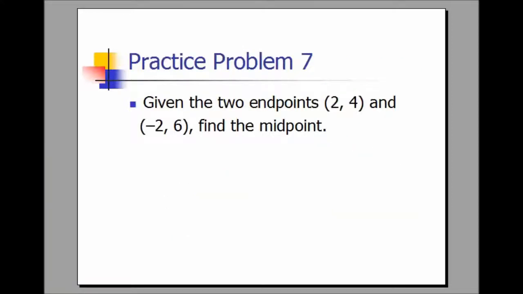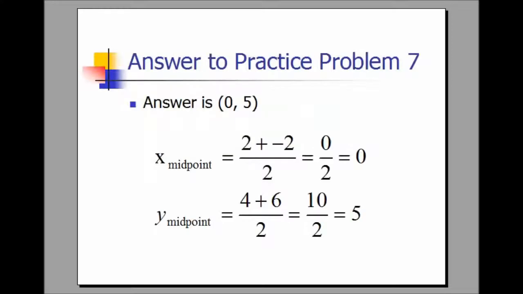Practice problem 7. Given the two endpoints (2, 4) and (-2, 6), find the midpoint. The answer is (0, 5). Substituting into the formula gives us (2 plus -2) over 2 equals 0 over 2, which is 0. Substituting the y values gives us (4 plus 6) over 2 equals 10 over 2, which equals 5.